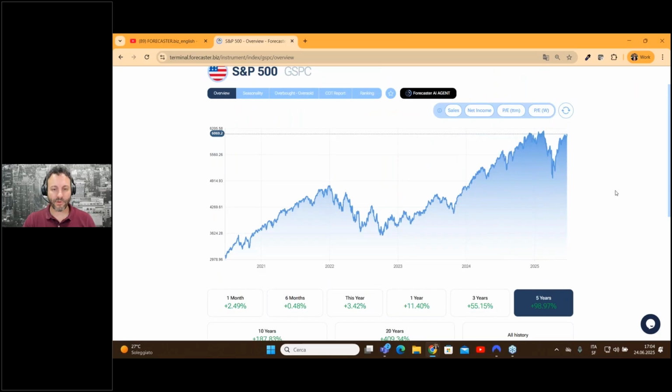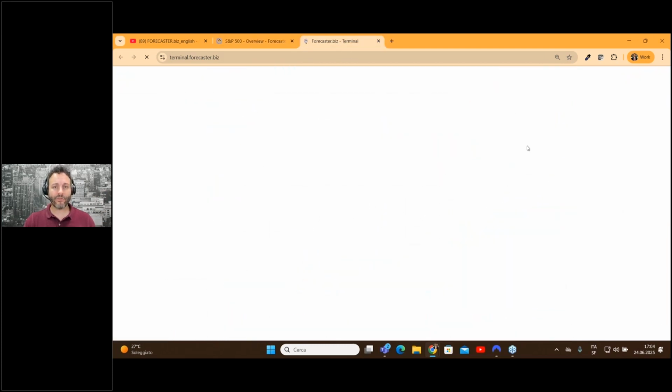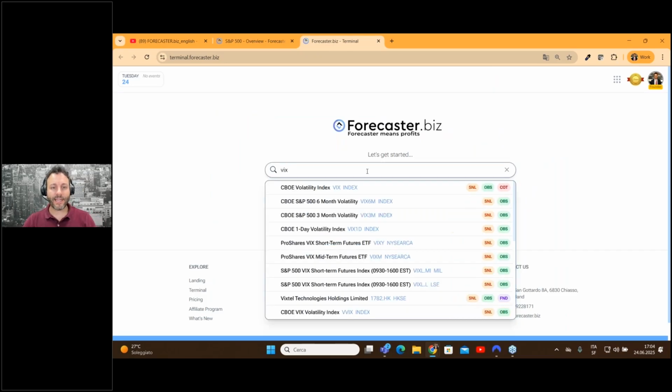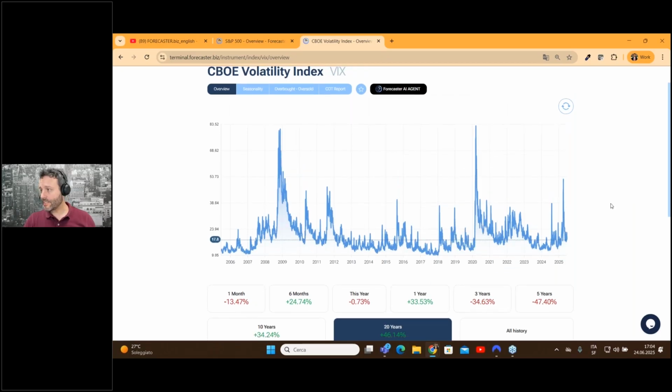So let's go here. This is the S&P 500, and let's plot the 20-year chart, and then let me open another forecaster where I plot the VIX index, the CBOE volatility index. And let's plot the 20-year chart. What we see on this chart is something really interesting. The most important lows we had on the stock market are the moments where we had a huge peak of the VIX index, which is the index that tracks the volatility of the options. And a very important peak is when the volatility index is above 50, okay?